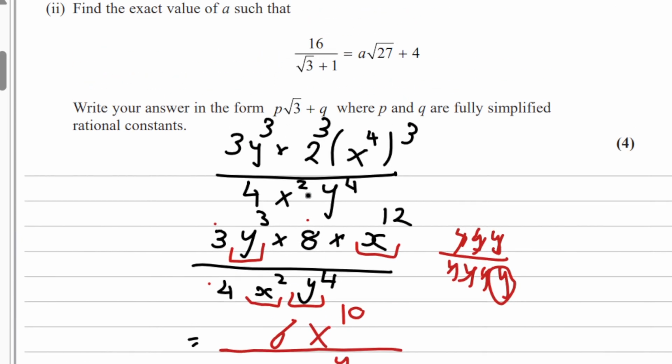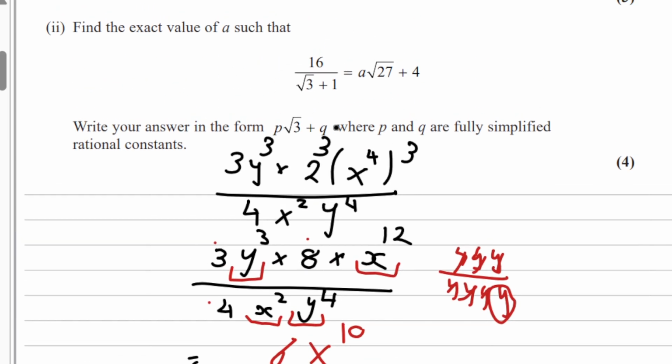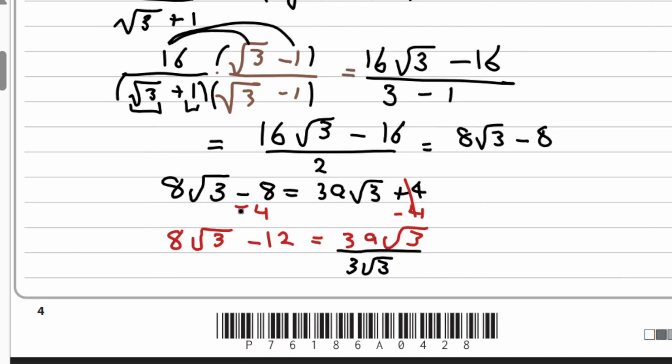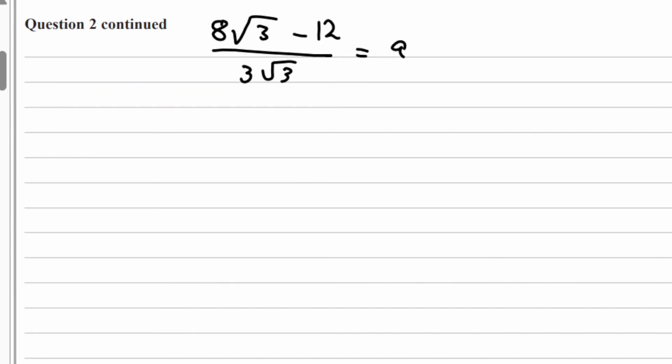Can this be a final answer? Let's check. How do they want the answer? They said write the answer like this: P plus P root 3 plus Q. So we can't leave it like this. We will again rationalize the denominator. So 8 root 3 minus 12 divided by 3 root 3. To rationalize this, you multiply both sides by root 3. 3 root 3 works. 3 root 3.